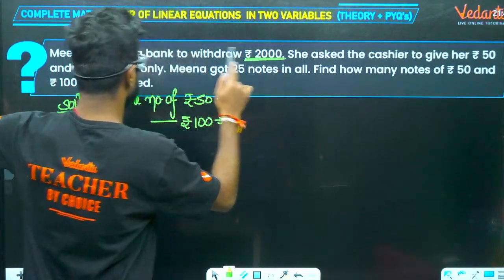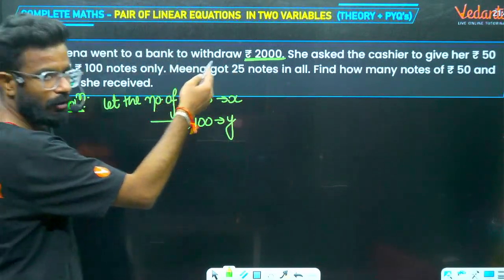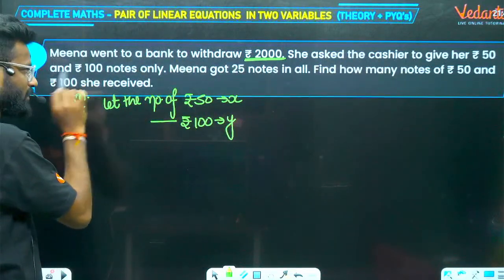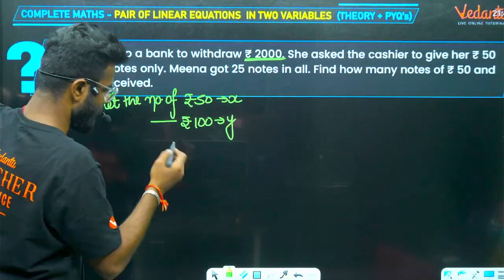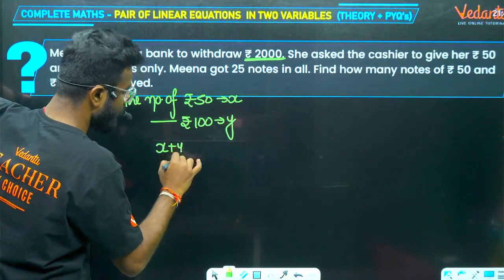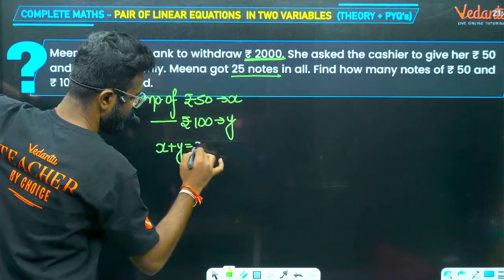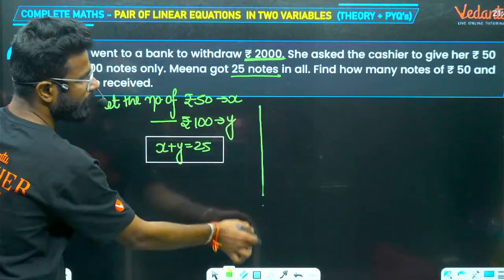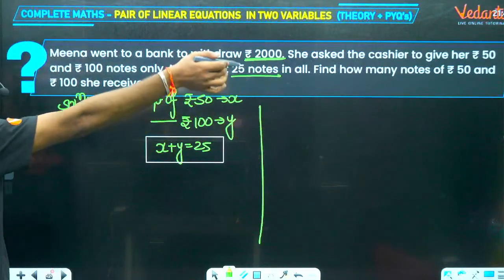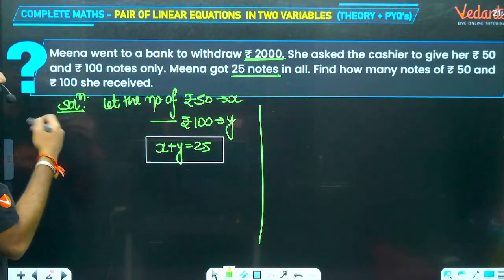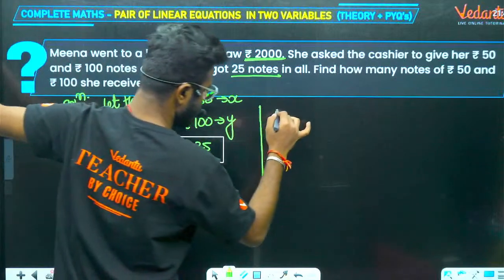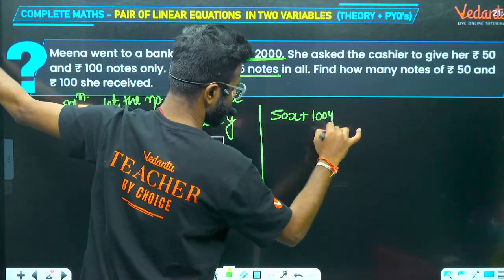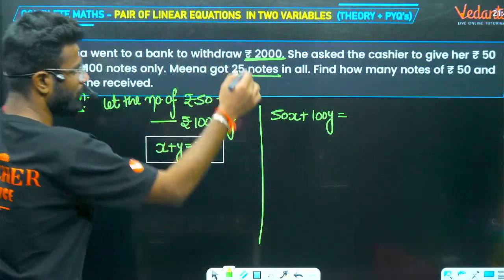Meena went to a bank to withdraw 2000. She asked the cashier to give her rupees 100 and rupees 50 notes only. So x plus y is equal to 25. First equation is ready. Find how many notes of rupees 50 and rupees 100 she received. So simply 50x plus 100y is equal to 2000.